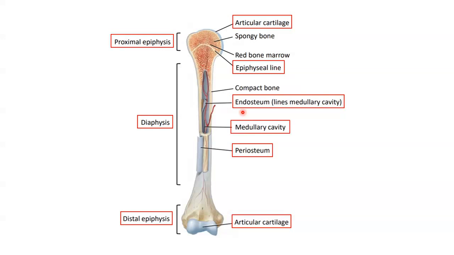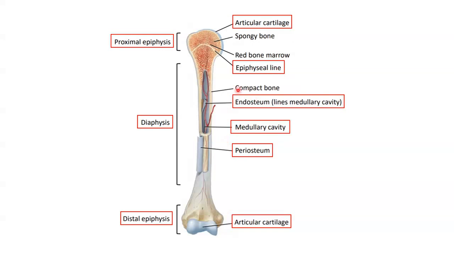Lastly, we have the medullary cavity, which is a hollow cylindrical space within the diaphysis of the bone. This area contains fatty yellow bone marrow and many blood vessels. Aside from storing that yellow bone marrow, this cavity also reduces the weight of a long bone by reducing bone density where it's least required.